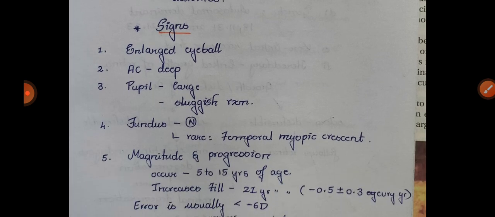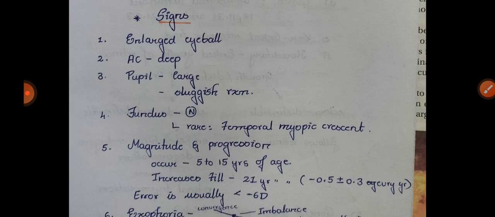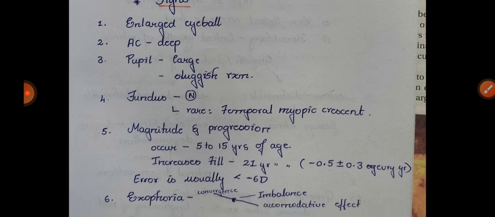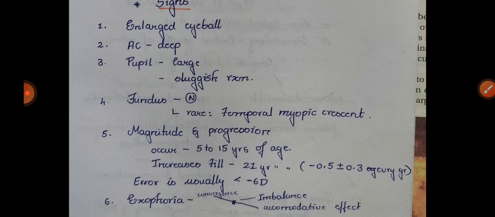Signs are an enlarged eyeball, deep anterior chamber, large pupil with sluggish reaction, and a normal fundus. Rarely a temporal myopic crescent is seen. Progression occurs at 5 to 15 years of age and increases till 21 years. The error is usually less than -6 diopter.